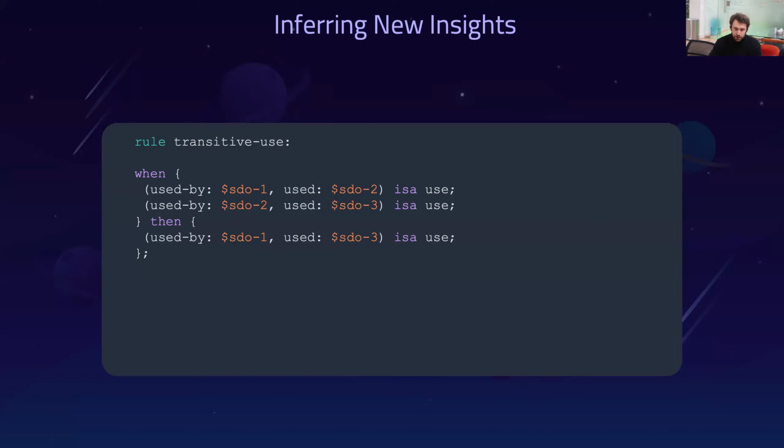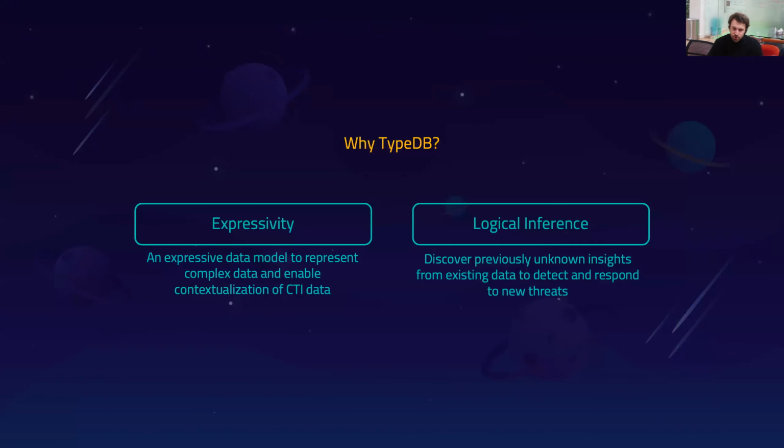So I hope that makes sense. There's a lot more to cover, and this really just touches the surface. But hopefully this at least introduced you to how the expressivity of the data model in TypeDB helps to represent this complexity of data and to really create that contextualization of CTI data, while also using the inference engine to infer insights from data that's already in there, whether that's to detect and respond to new threats.